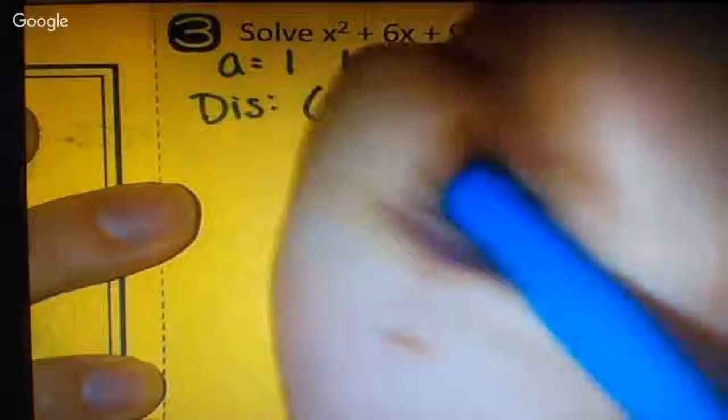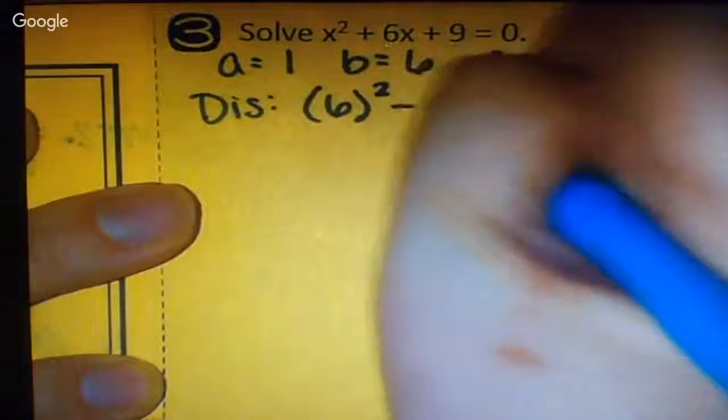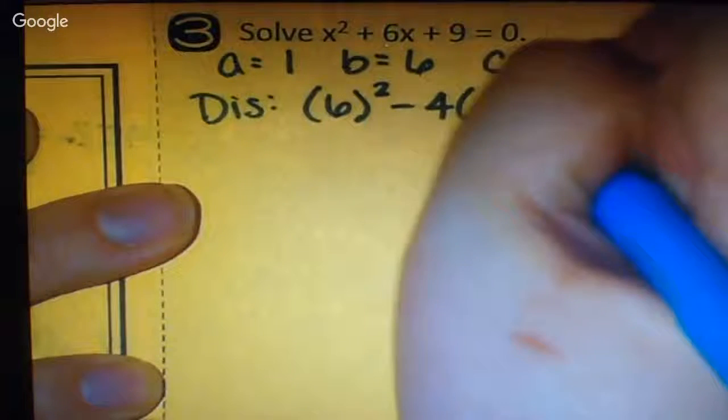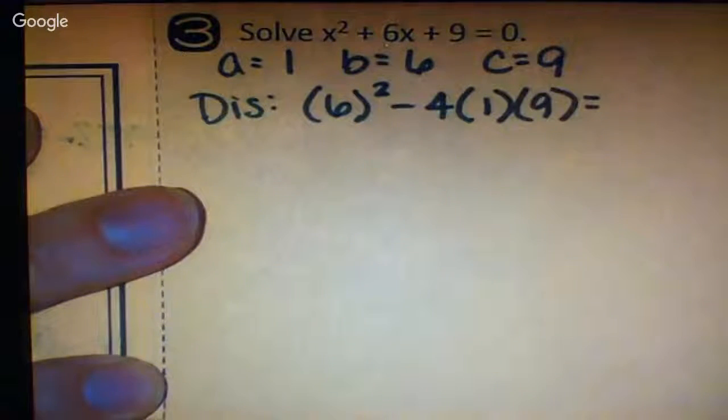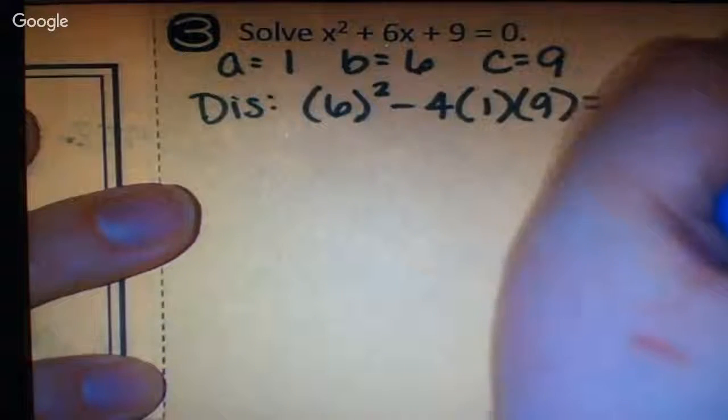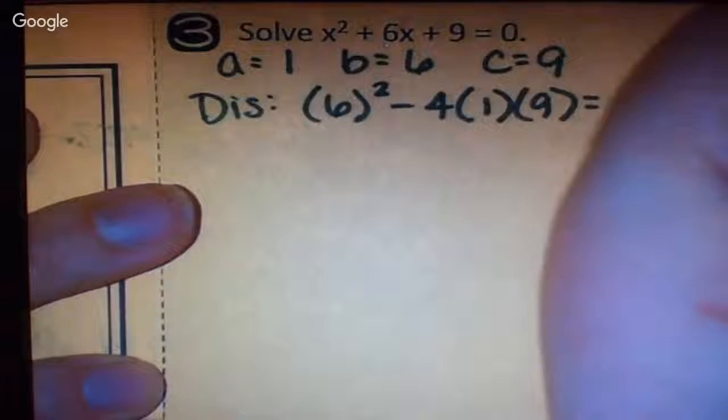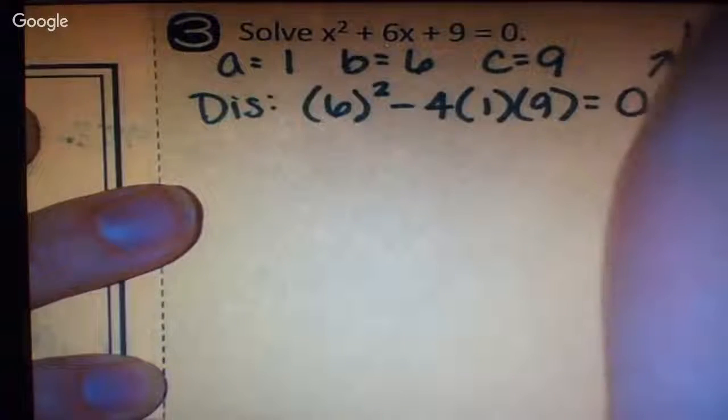Okay, so discriminant. B squared. So 6 squared minus 4 times 1 times 9. You get 0, which means what? One real solution.